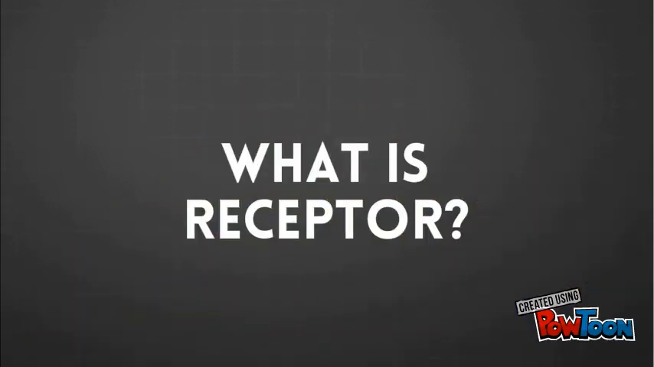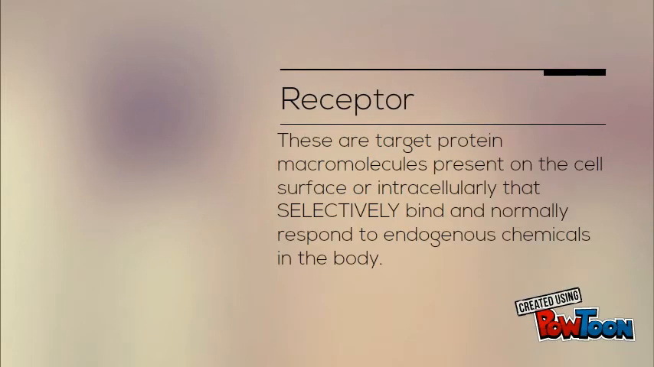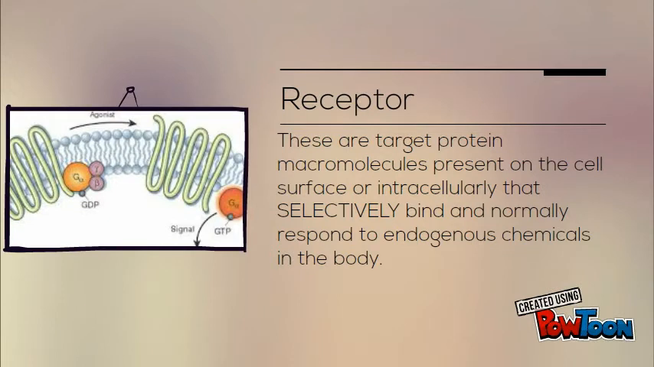What is a receptor? Receptors are target protein macromolecules present on the cell surface or intracellularly that selectively bind and normally respond to endogenous chemicals in the body.